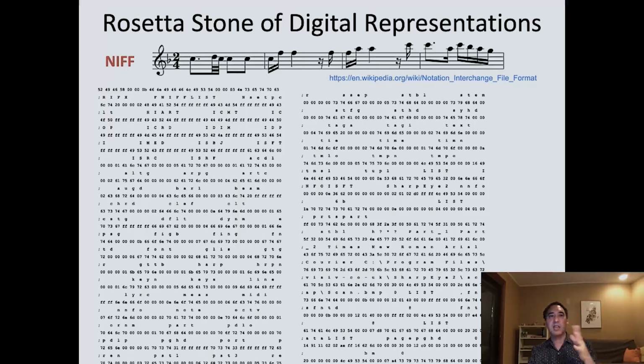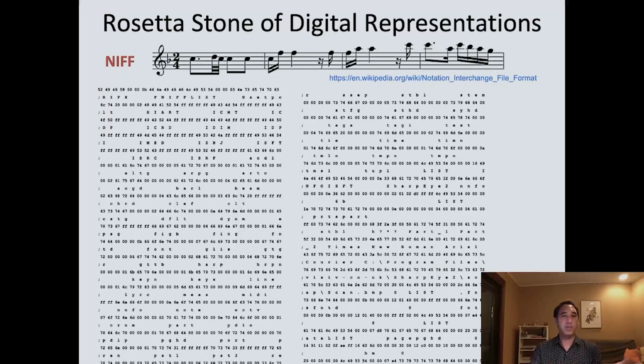But basically, NIFF encodes where each shape is on the page. It is a format used by music scanners. It's not used very much anymore, but the idea is that it's much more important to get an exact representation of what the page looks like rather than what it might encode.